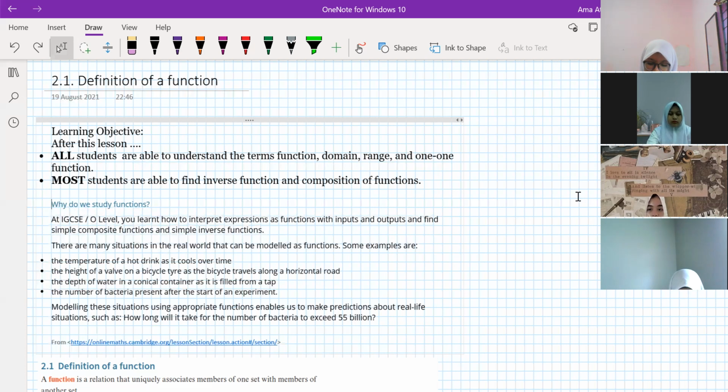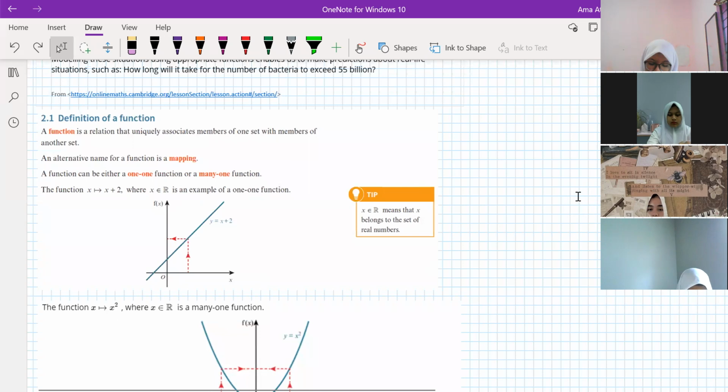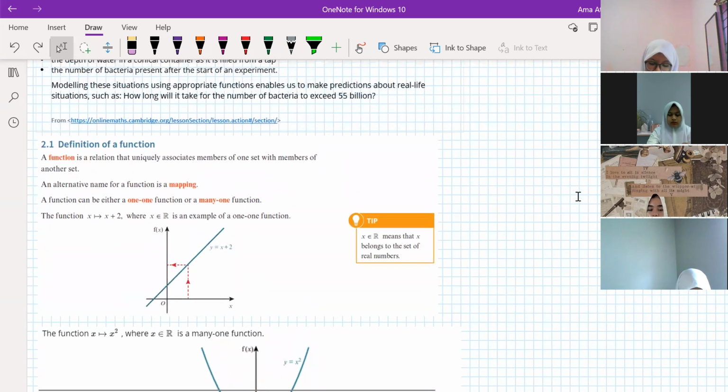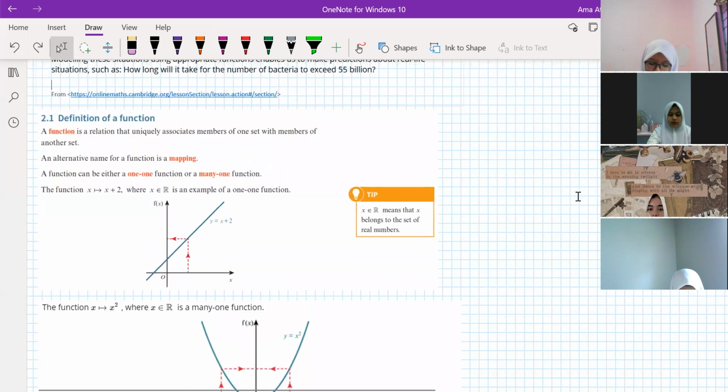So what we are going to study today is the basics of the function itself, so that later on we can apply this in our major in the future. First of all, let's figure out the definition of a function. A function is a relation that uniquely associates members of one set with members of another set. So this is a function.